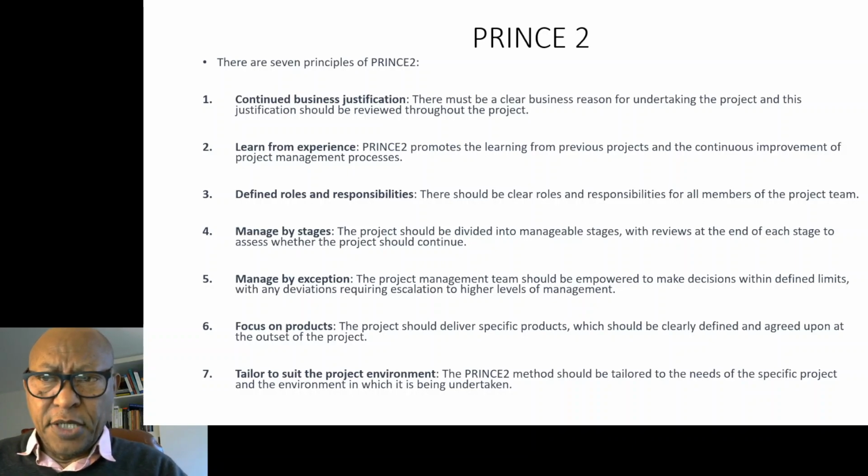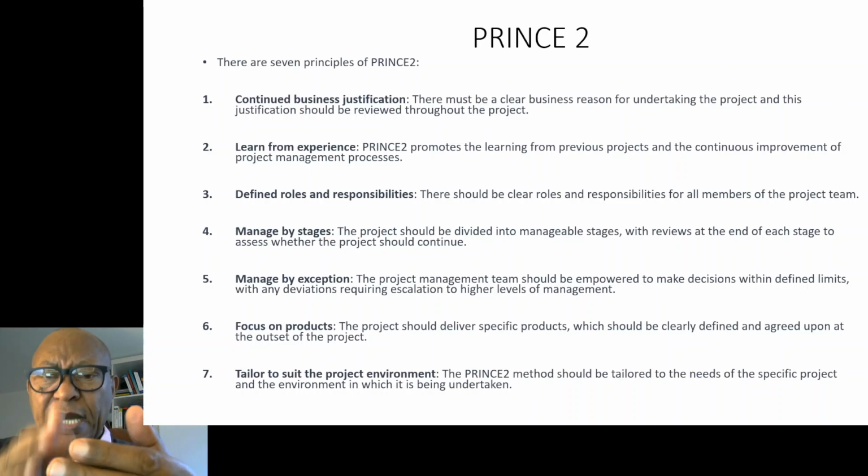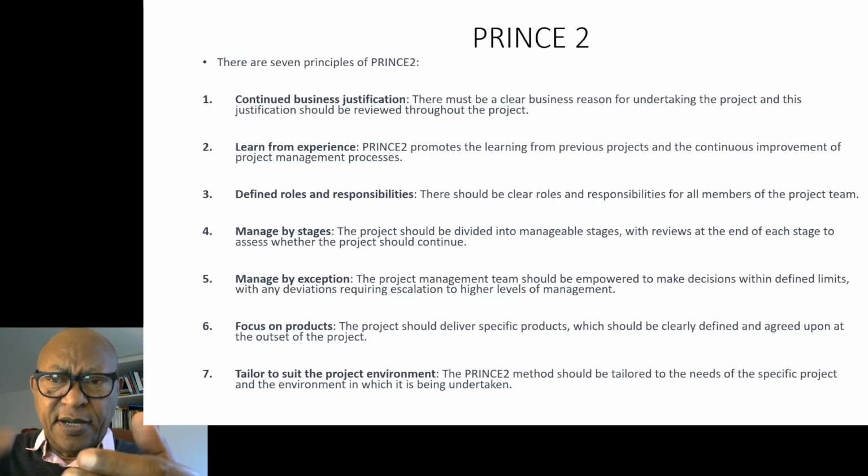The next principle is that production is really managed by stages. Each stage will be well defined, in terms of the planning, the costs, and what really needs to be produced at that stage. So this is a point at the creation of these products whereby you measure.